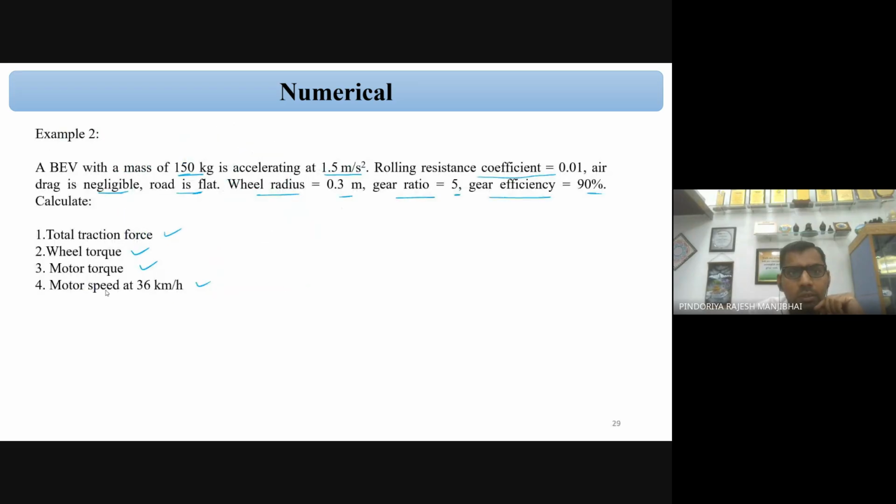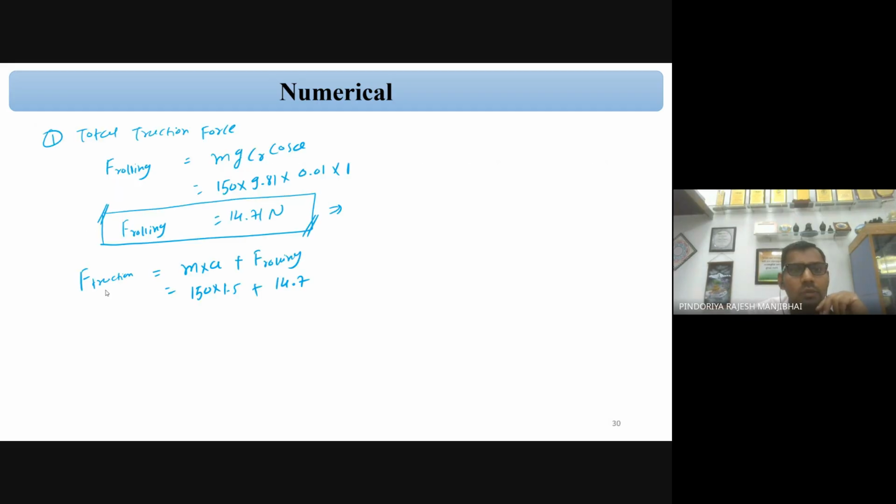I missed that acceleration is given. So acceleration is given, correct? So we have to add the acceleration: mass into acceleration plus F rolling. Mass is given as 150 and acceleration is 1.5 meter per second square. And the rolling force we already calculated, that is 14.7.